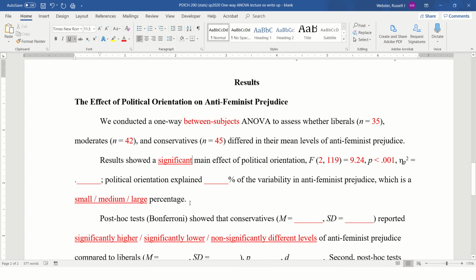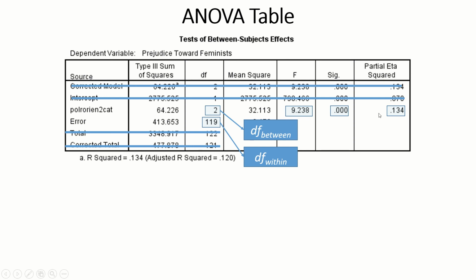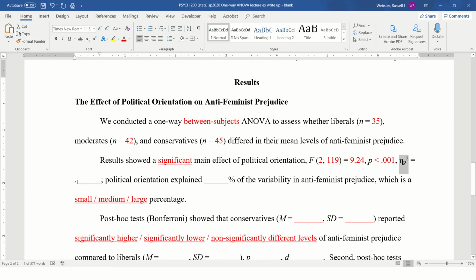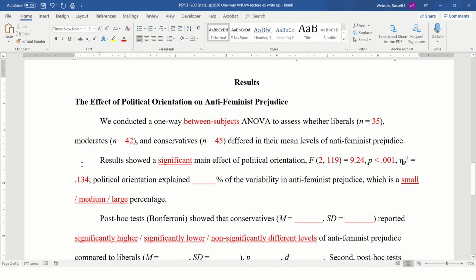So let's finish out the rest of the information here in the second paragraph. What we have left to enter and interpret is partial eta squared. And so we have our partial eta squared value here, and that is 0.134. And I like to go out to 3 decimal places here so that when I actually provide the percentage, we can go out to 1 decimal place at least for the percentage. So we can say that political orientation explained 13.4% of the variability in anti-feminist prejudice.